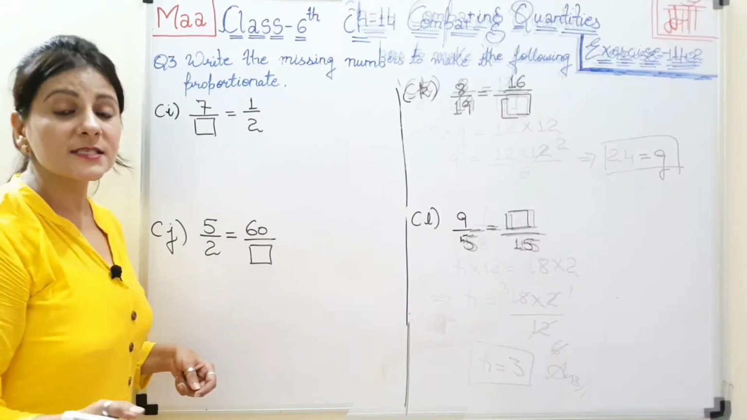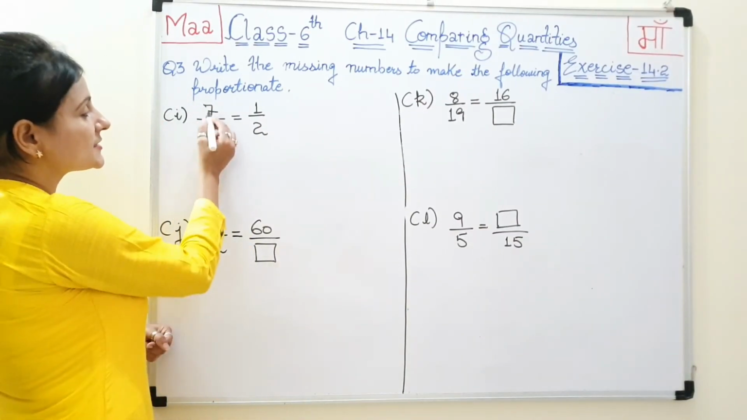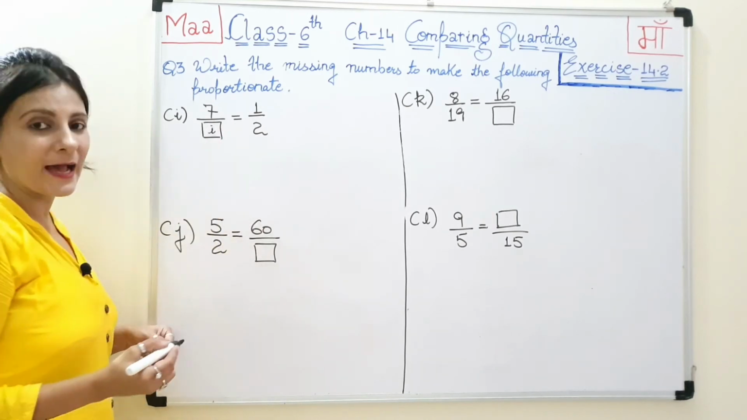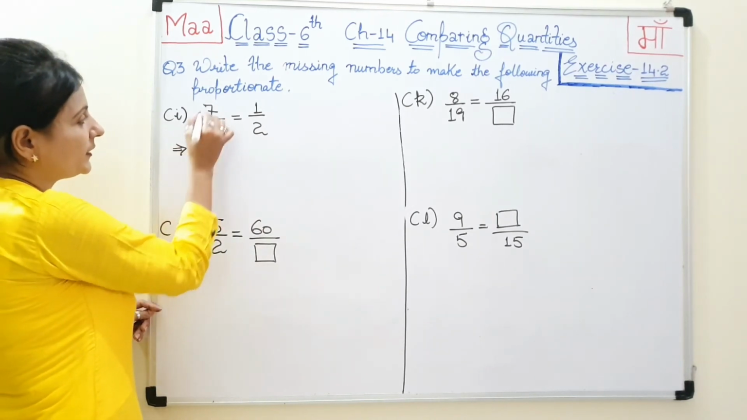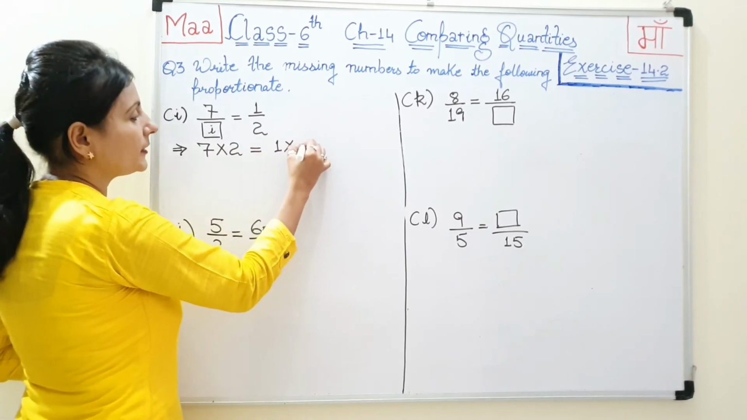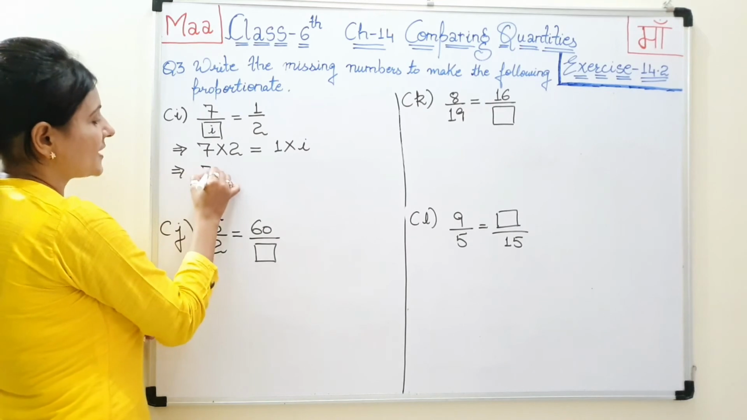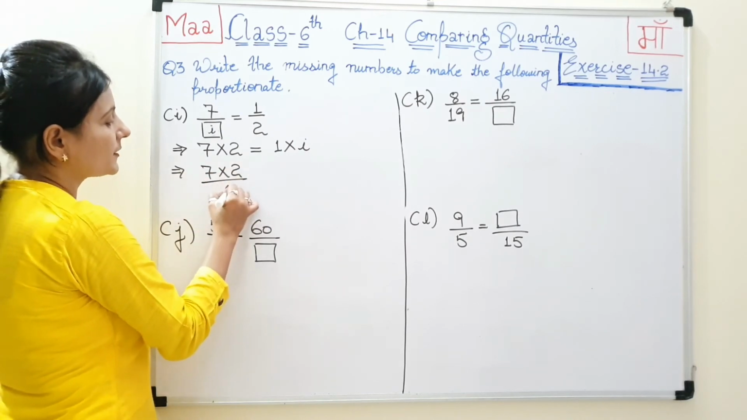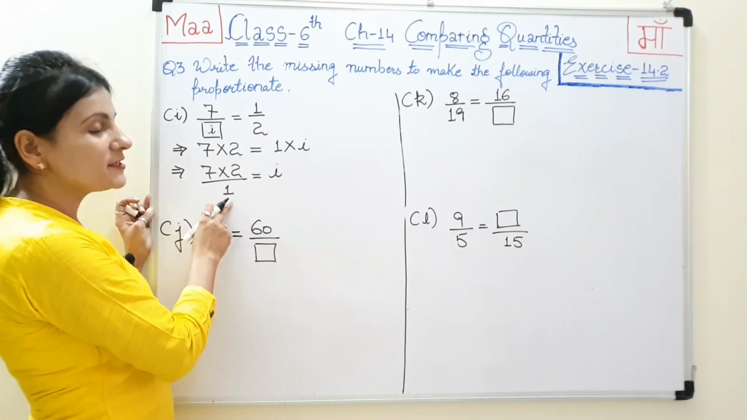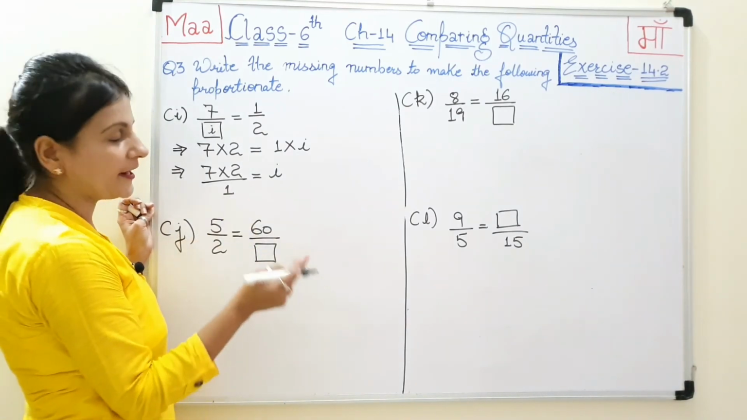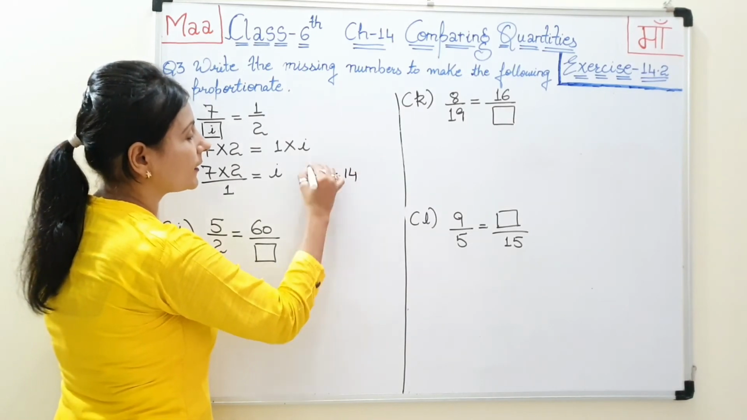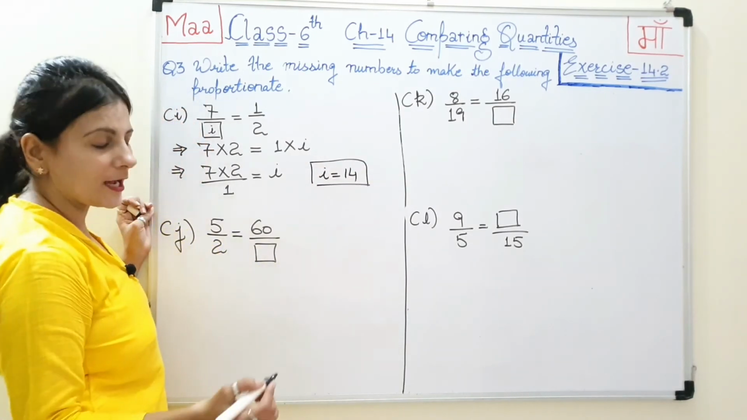Fine? Yes. Now part I is 7 upon missing value and then 1 upon 2. So here we will put the variable as I only and then do the cross multiplication. So 7 will be multiplied by 2 and 1 will be multiplied by I. Then 7 into 2 and this 1 will come in the denominator is equal to I. Then you know whenever 1 is there in the denominator, we can remove that 1, and 7 into 2 will be equal to 14. So the value of I here will be equal to 14.